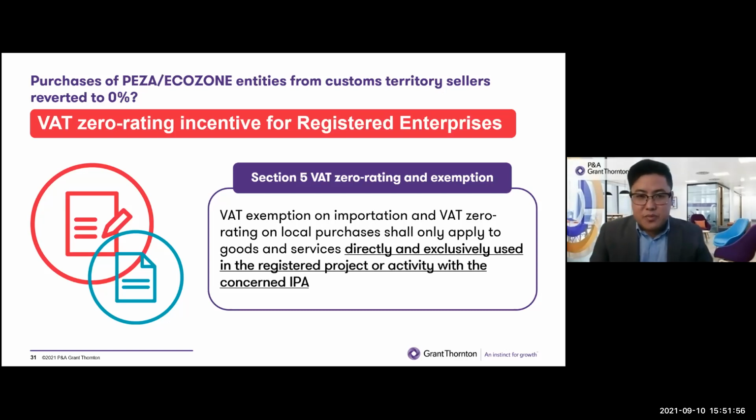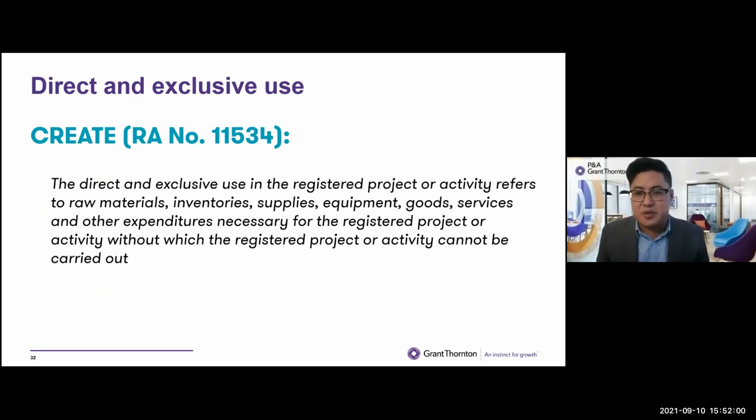Okay, so the question now is, what is meant by this direct and exclusive use? If we look at the IRR, if we look at the CREATE law itself, there is already a clue, although I should say this is a bit vague pa, but at least we will have an idea that when we say direct and exclusive use in the registered project or activity, this of course refers to the raw materials, inventories, supplies, equipment, goods, services, and other expenditures necessary for the registered project or activity, without which the registered project or activity cannot be carried out. Keywords there are necessary, and of course the phrase without which the registered project or activity cannot be carried out or cannot be completed. Because if you just look at the enumeration, it's still sort of subject to interpretation, no?